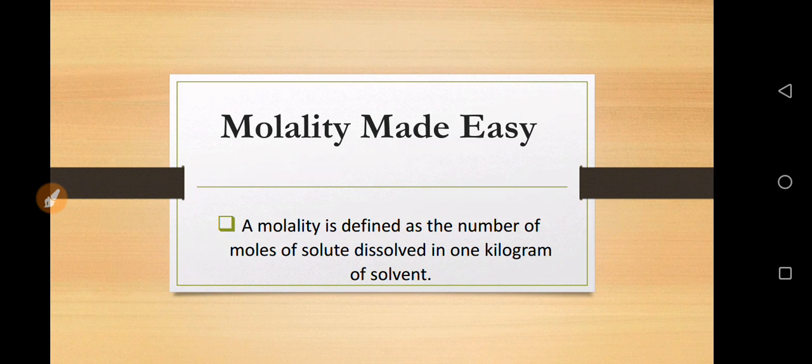Today we have to have a basic understanding about molality. First of all, molality is defined as number of moles of solute dissolved in 1 kilogram of solvent. Whenever we are talking about molality, two things are involved. First of all, we'll be required to calculate number of moles of solute, and secondly, we'll be required to convert mass given from gram into kilogram, and we are to learn more in this tutorial.